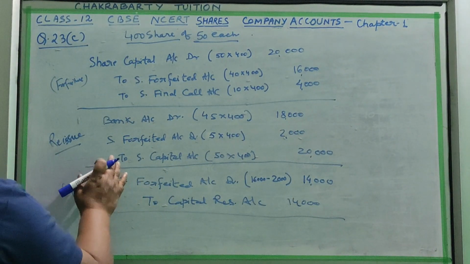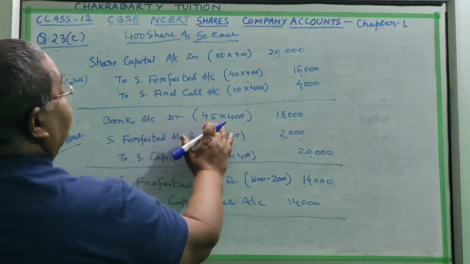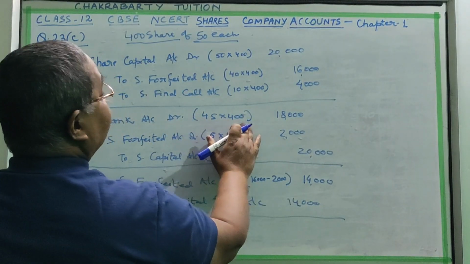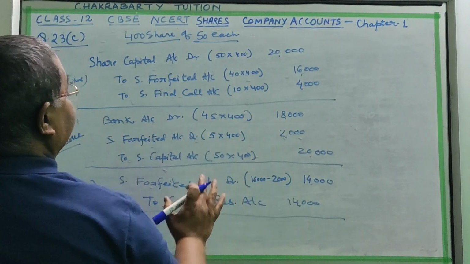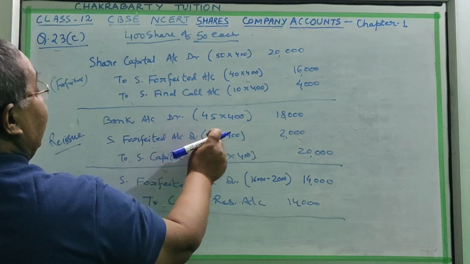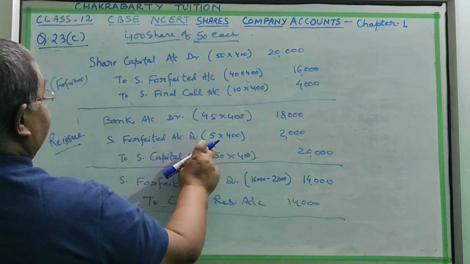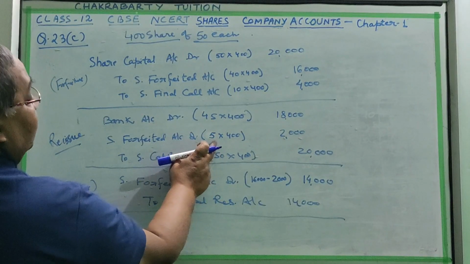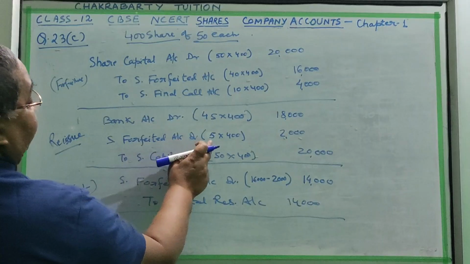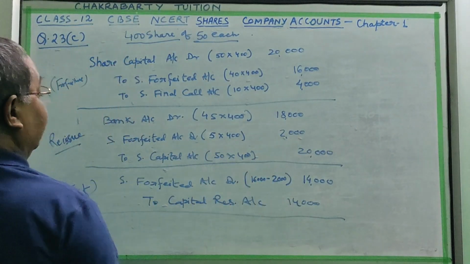Okay. Now we have reissued at the rate of 45. So bank account will be debited by 45 into 400. It comes to 18,000. Share forfeit 5 rupees. Fully paid up share it is issued. It means 50 rupees you require. 45 you have received, 5 not received. So this is the discount value. So discount value we will debit from share forfeit. So 5 rupees for 400. So 2,000 will come.